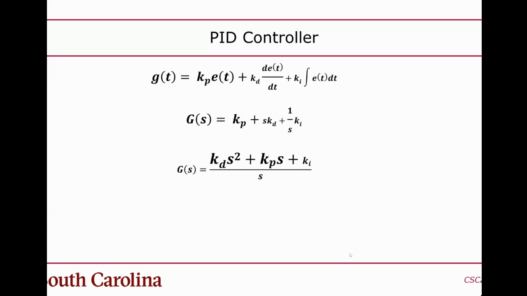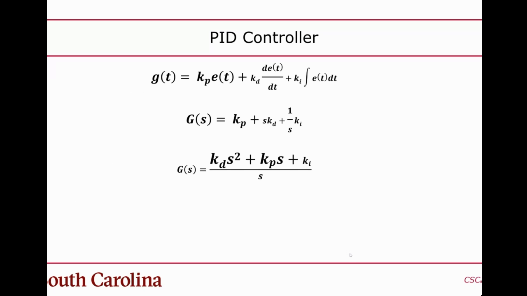Okay, so the PID controller is Kp. So the time domain equation is g(t), the output of the controller. G, by the way, is a common letter to use for the output of the controller. It doesn't have to be G, but it's just conventional.